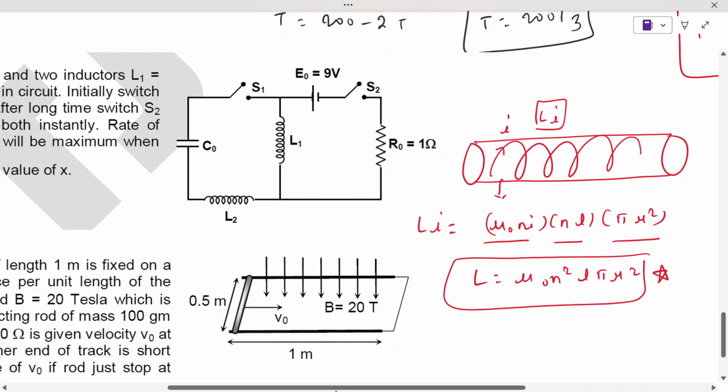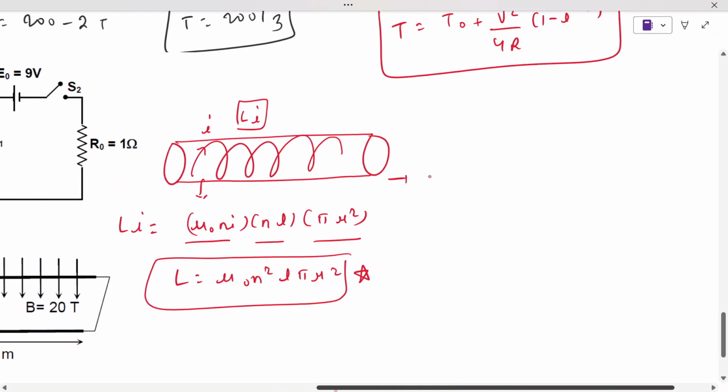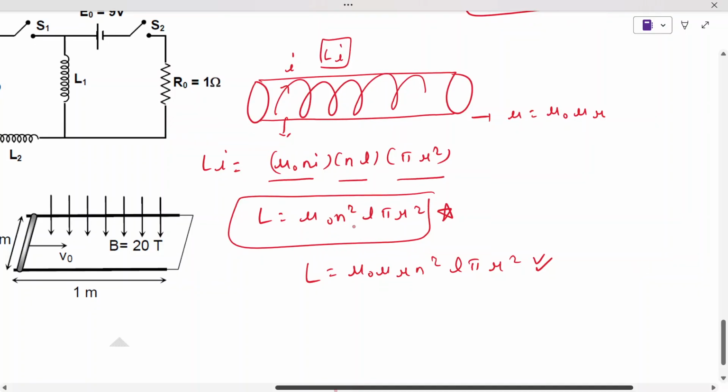This I know, I can calculate. But when the medium changes, mu becomes mu equal to mu r. Then L will be mu not mu r N square L pi r square, isn't it? Okay, fine. But let's say at t equal to zero, within the medium directly, what can I write? I at t equal to 0 minus should not be equal to I at t equal to 0 plus. We just insert an iron core between them, right? And the medium changes instantly, right?